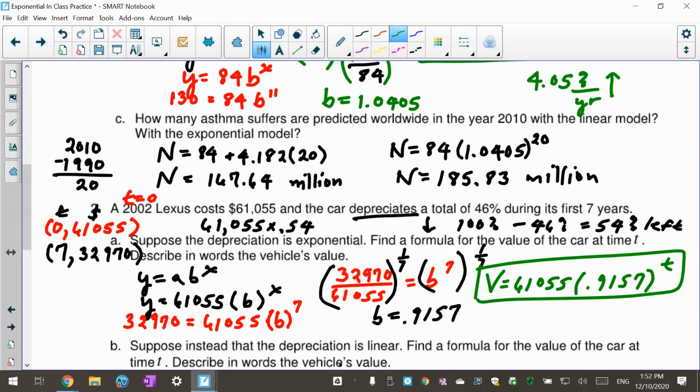Now, when I ask you to describe this, this is where people kind of make the mistake. They are okay saying that it's 61,055, but then they're saying, well, how much did it decrease? You have to take that b and subtract it from 1. And when I do that, I get 0.0843. That means 43, not 7, sorry, 43. So that means, if I move my decimal place over, that it decreased 8.43% per year. You always, if your b is between 0 and 1, you always have to subtract and do that.